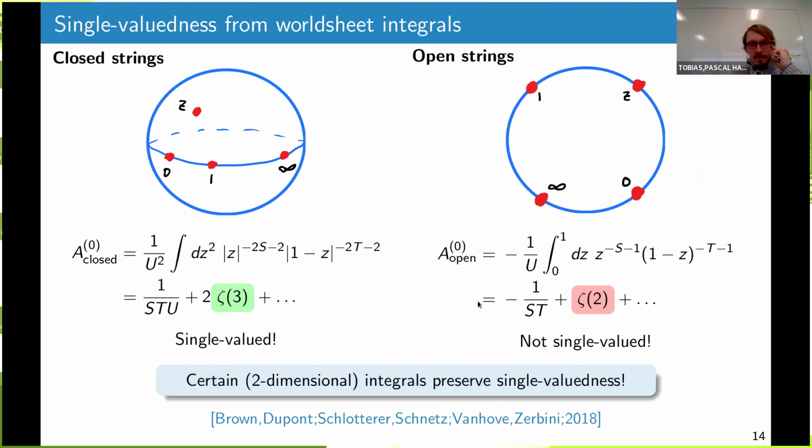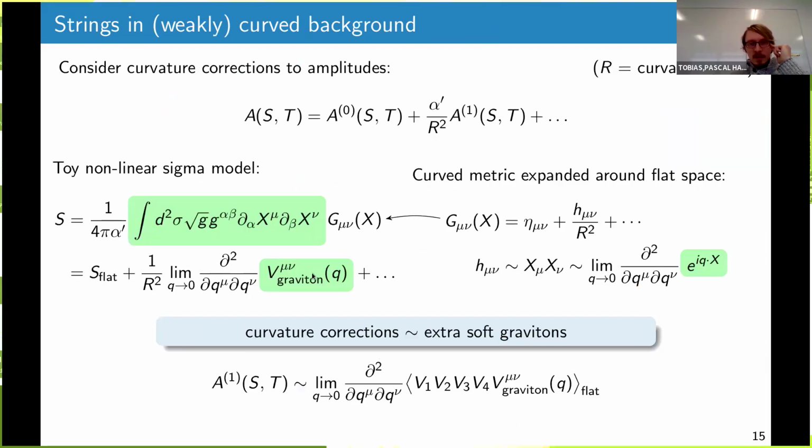Okay, so we have this. We want to consider curvature corrections to amplitudes, and to see qualitatively what this function A1 could be, we can consider a toy nonlinear sigma model. This is just a bosonic model, just to see how the worldsheet integral of A1 would look like.